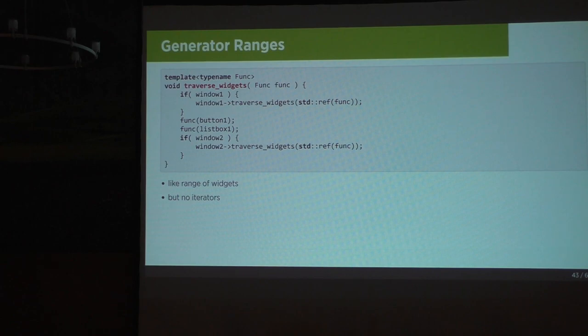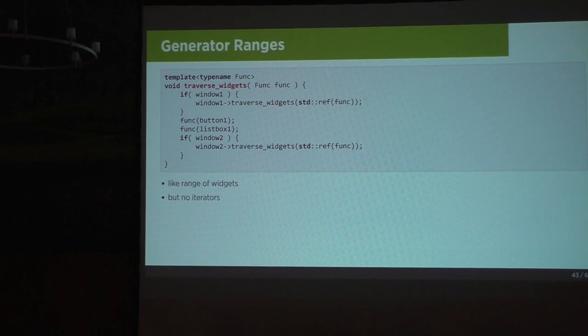To the world of ranges. So far, we talked about ranges as having iterators, which maybe you think is a natural thing to do. But there are many things that you iterate over which don't have iterators. Here I have a toy example: if you want to have the widgets in the window. You have sub-windows, and these have widgets, and you have this recursive structure that you want to iterate over. And you would like to treat that as a range.